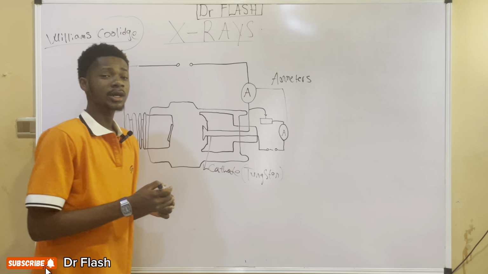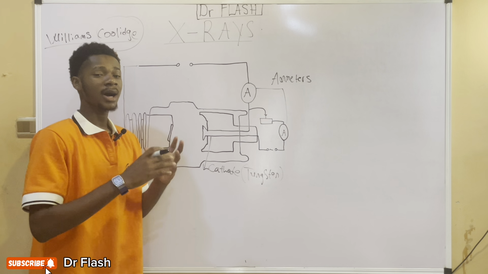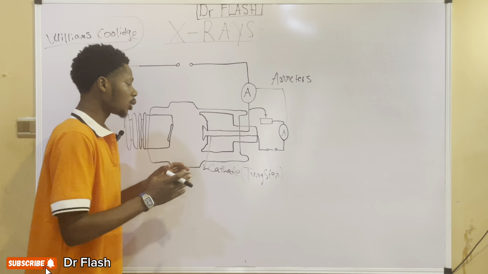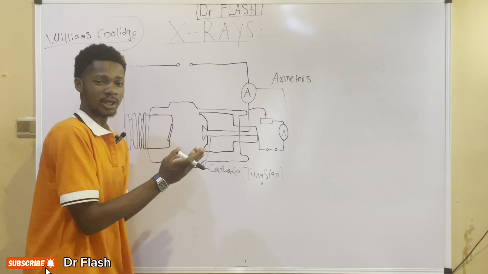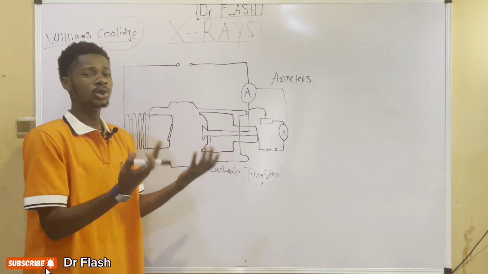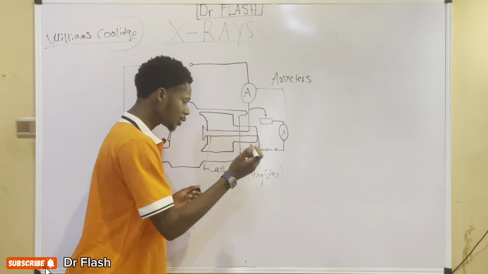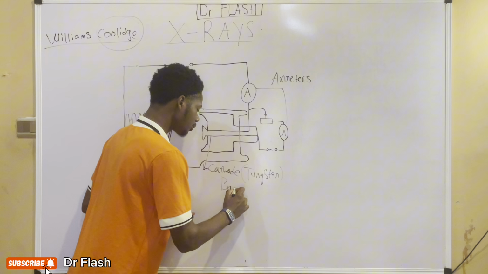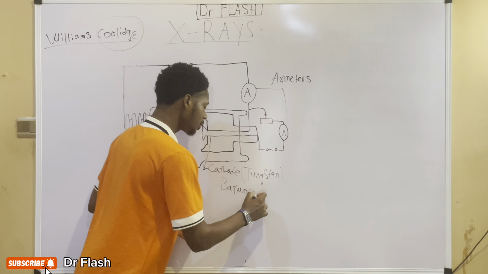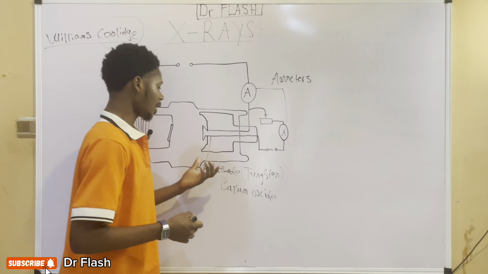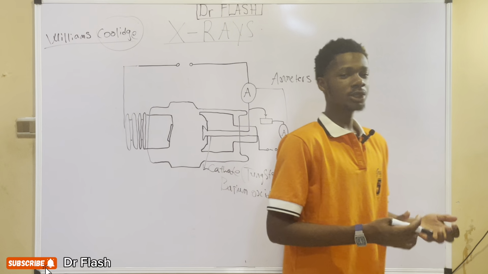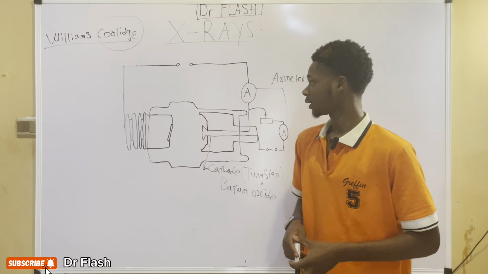And then to get a copious amount of electrons, or the maximum amount of electrons possible, we usually coat this tungsten. What do we use to coat it? We usually use barium oxide. Barium oxide is a compound that is used to coat the tungsten at the cathode of a Coolidge tube, in the production of an X-ray.